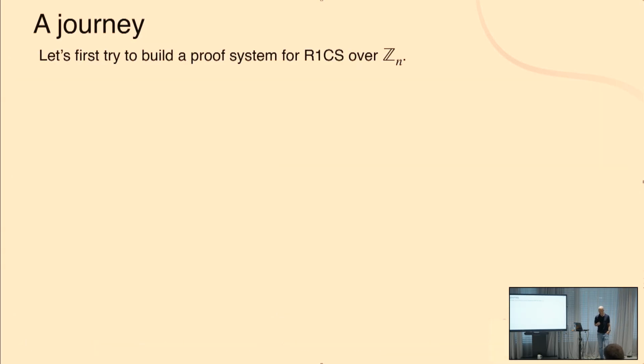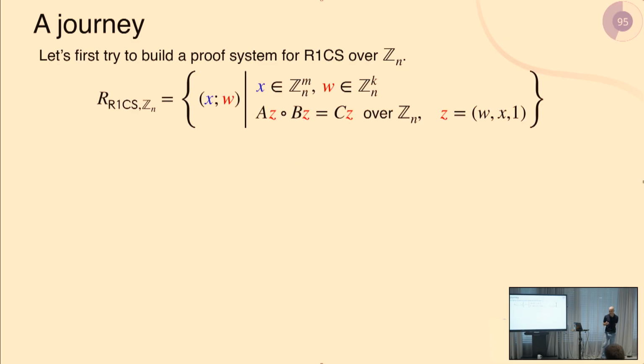Okay, so let's see how I'll try to explain the main ideas of how this works. Let's forget everything about rings and integers and rationals. And let's just try to build a proof system for R1CS constraints modulo n, for any n. So we want to build a proof system for this thing.